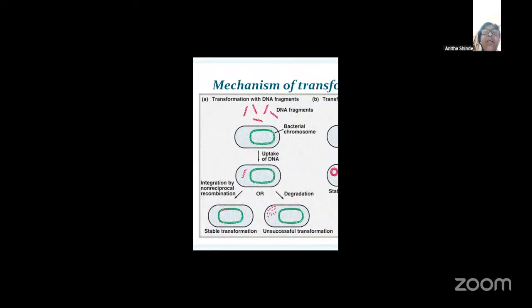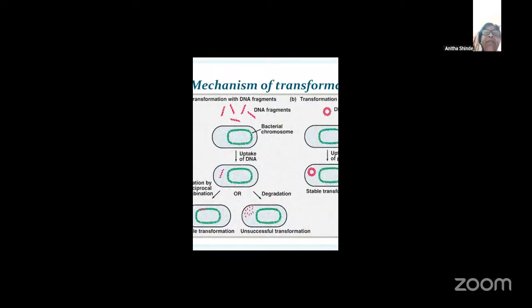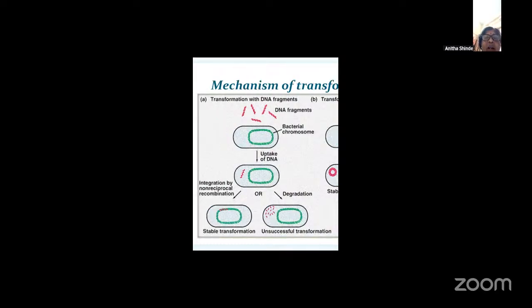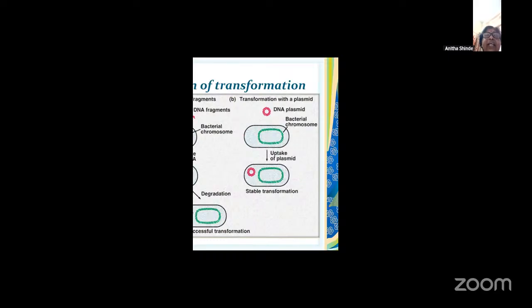Okay, the transformation with DNA fragments. The DNA fragments will be there. It will get integrated into the bacterial chromosome. Then uptake of DNA will take place. See here, or degradation will be there, unsuccessful. But here integration by non-reciprocal recombination like this. Okay, and transformation with a plasmid also we can do. We can also insert that DNA with the help of a DNA plasmid. So that bacterial chromosome with the help of the plasmid, you can insert it into another chromosome, then uptake of the plasmid, and you get a stable transformation. Okay.